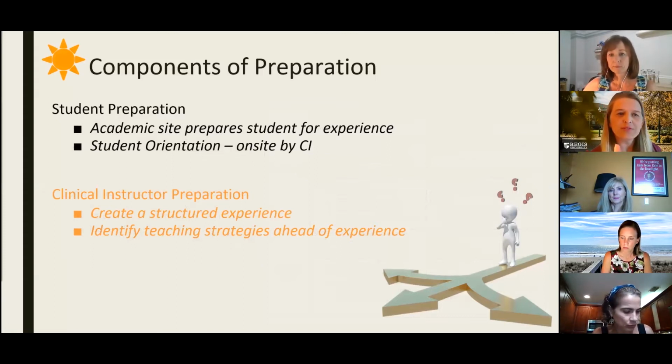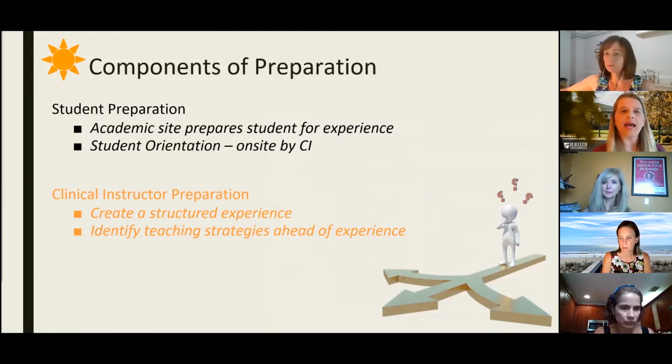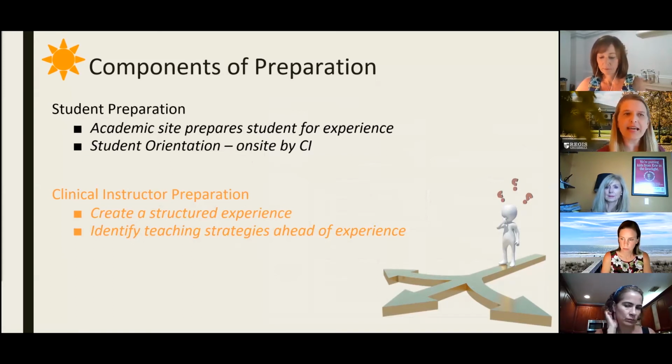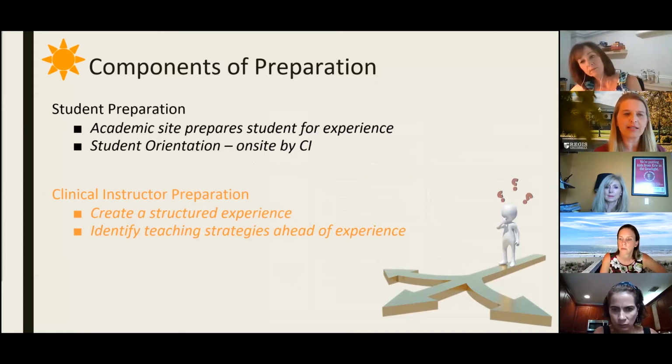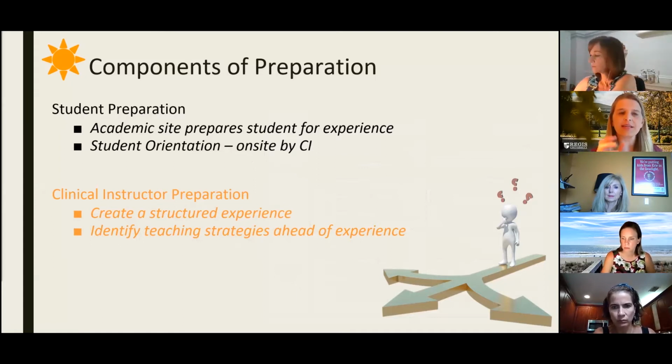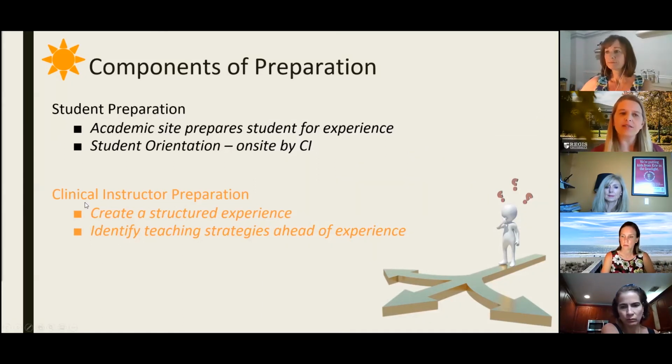Then let's move down to the CI's preparedness. So we've already had the academic institution actively prepare the student for this model. Many of us also have the students interview together, see how they complement each other. So we've done that piece from the academic institution side. Now we need to make sure that the SCCE, but even more so the CI, feels prepared for this rotation.